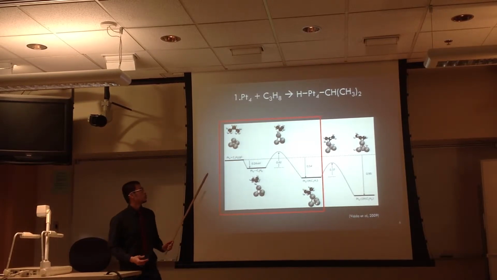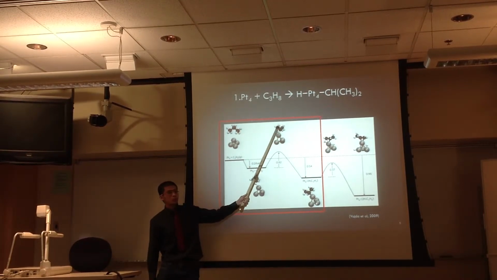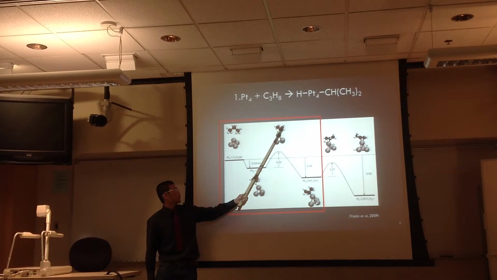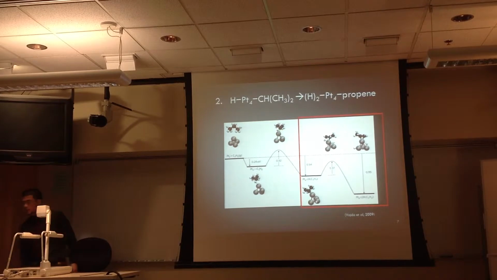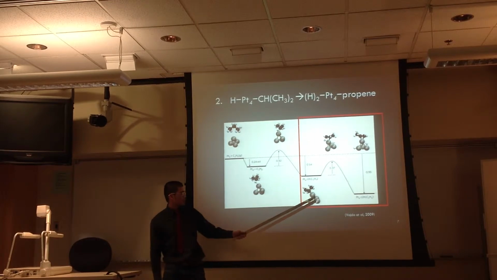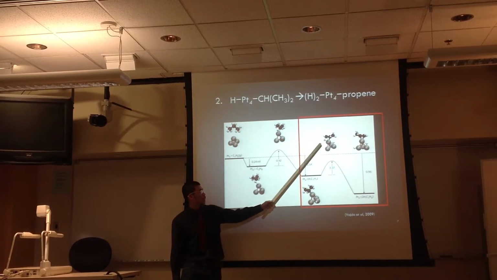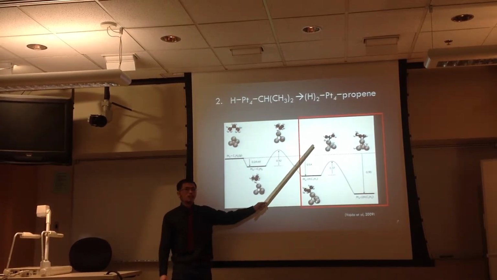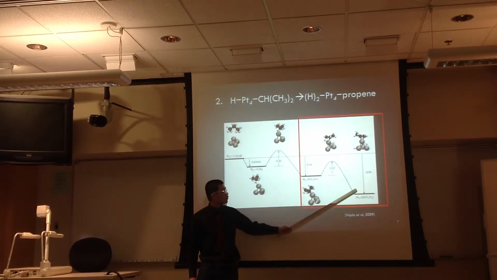So once the Pt4 contacts the propane, it will try to remove a hydrogen and form a bond to the carbon atom of the propane. The second step is very similar to the first step. The Pt4 cluster finds a way to make a bond to the second carbon atom and take away the hydrogen of the propane.